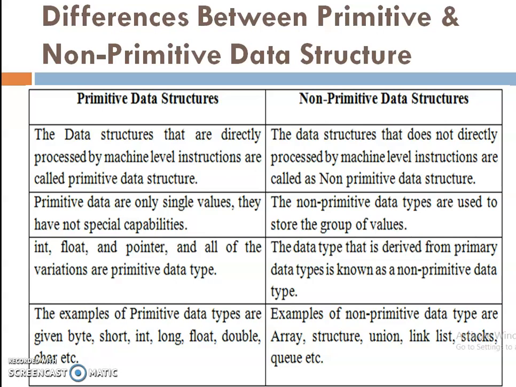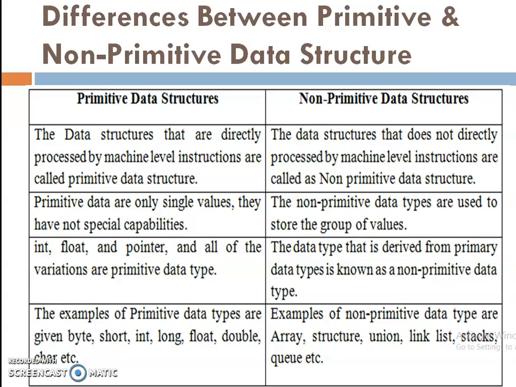Then the second difference point is that primitive data are only single values, they have no specific capability. Non-primitive data types are used to store a group of values. Then the third point, integer, float, pointer and all of their variations are primitive data types. The data type that is derived from primary data types is known as a non-primitive data type.